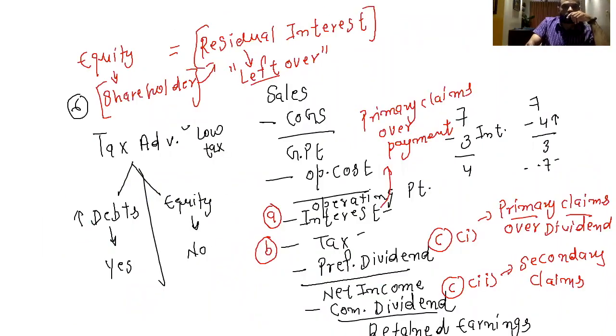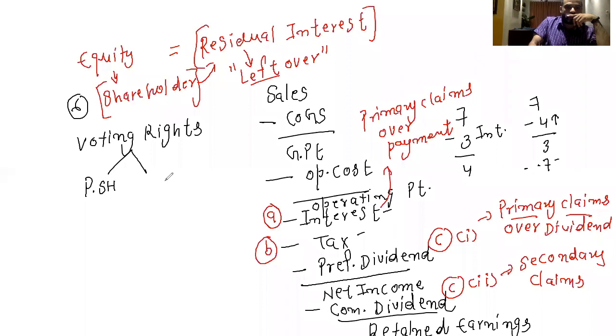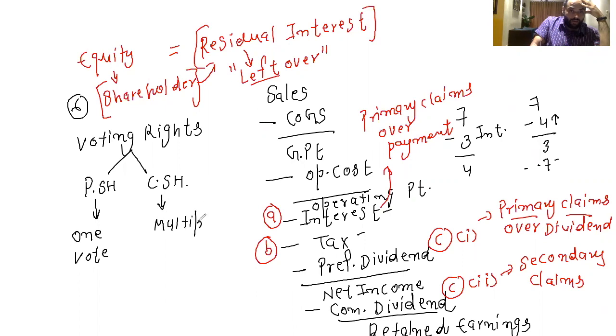Let me explain here. We are talking now about voting rights. Preference shareholders and common shareholders, right? Preference shareholders, of course, have voting rights, but they have one voting right. They have the right to vote only once. And common shareholders have multiple voting rights. They can vote multiple times. Now, what does it mean?